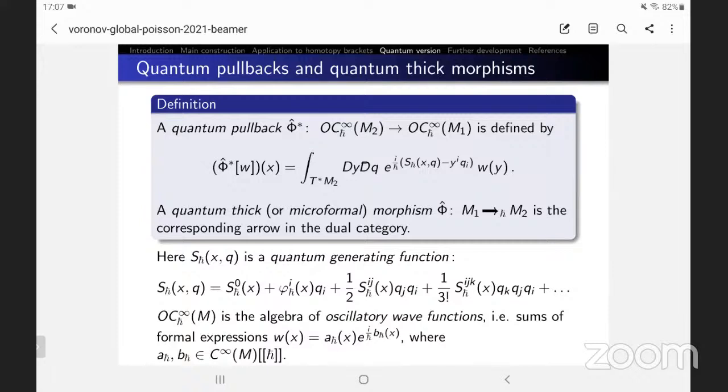So you can consider this integral as written. And if you look carefully, in the integral operator there is only a phase, there is no amplitude. And this is what I call, by definition, a quantum pullback. In a moment, I will explain the relation with the thick morphism that we just considered before.